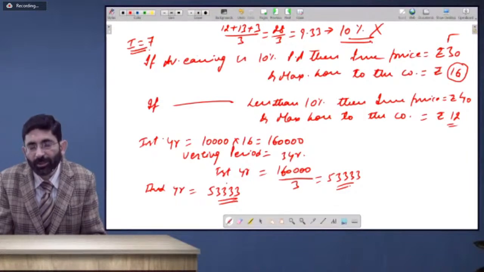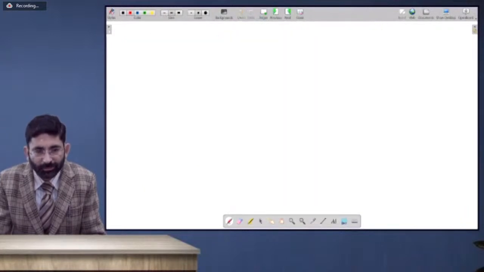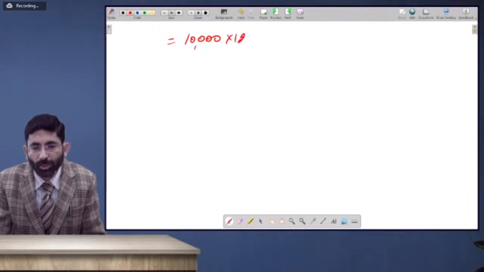If target is not achieved, obviously the loss will be changed. In that case, our loss will not be 16, instead loss will be 12 rupees per share. It is the actual loss now because third year everything is completed, everything is over. So total loss is clear to us.